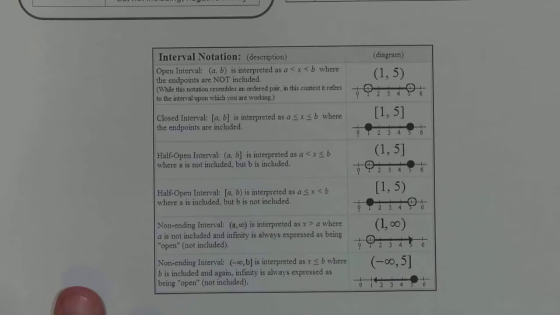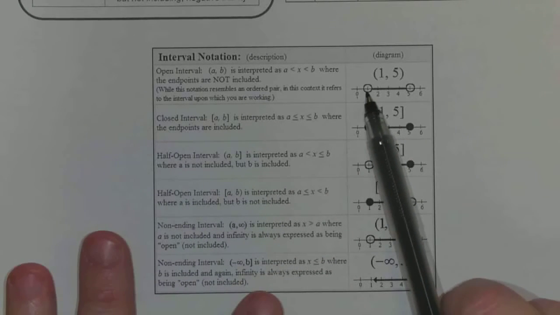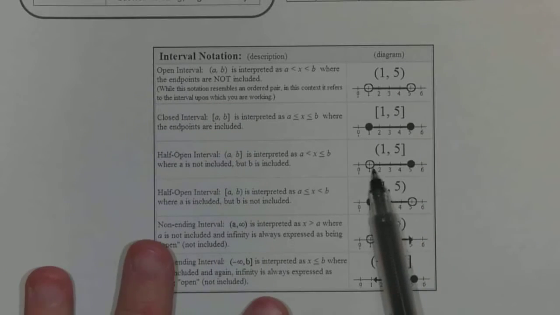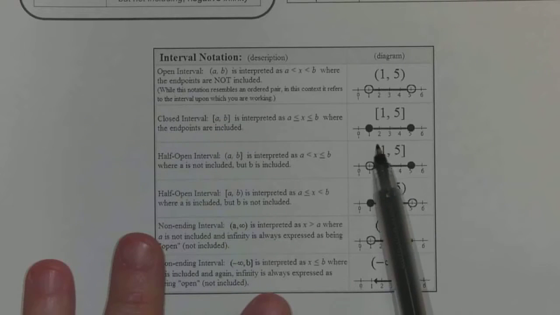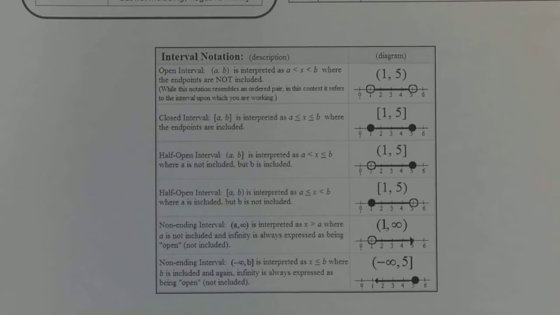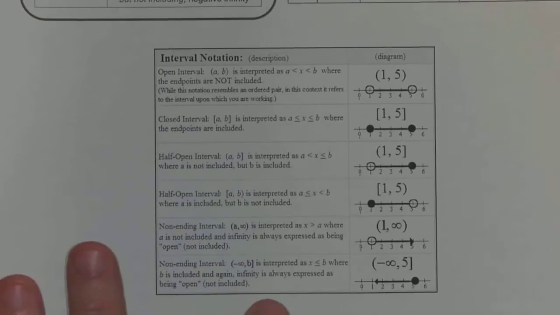This chart down here shows you a whole bunch of different ways to write this. If you have an open circle and an open circle, you're definitely going to have parenthesis, parenthesis. Open circle, closed circle is going to be parenthesis and bracket. So this is a great reference sheet to just remind you how to write your interval notation.